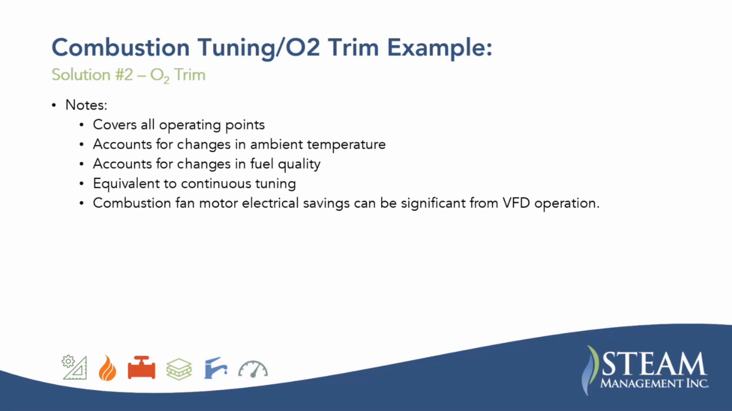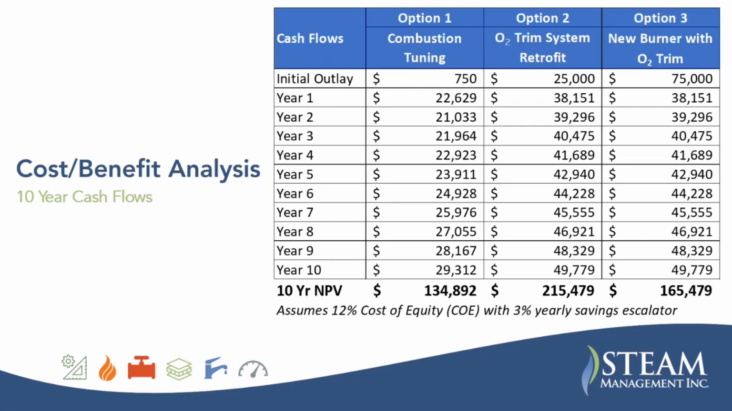So notes here: it covers all operating points, accounts for changes in ambient temperature, accounts for changes in fuel quality, is equivalent to a continuous tuning, and your combustion fan motor electrical savings can be significant from VFD operation. We actually don't have the motor savings in, so we're just talking about fuel savings here.